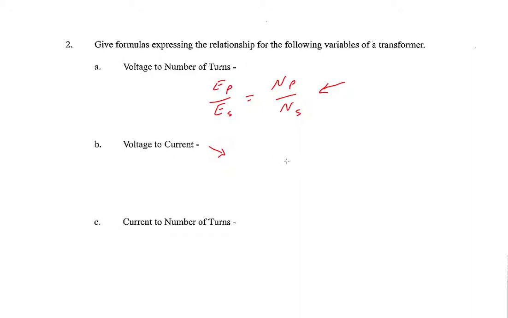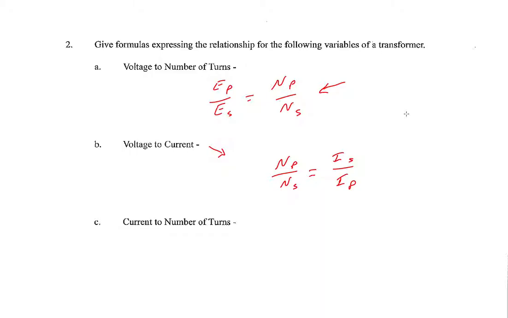So at any rate, if we take the number of primary turns to the number of secondary turns, that's going to be equal to the secondary current over the primary current. So see up here, it's E primary to N primary over E secondary to N secondary. Here it's flipped around. If you know three of these values, you can plug them in, and if you want to find out what the primary current is, you can cross multiply and divide this out like a normal proportion.